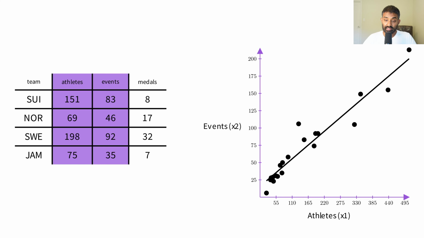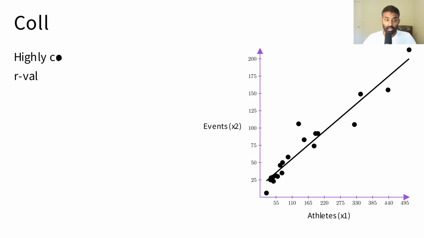And when we draw this line, we see that it fits the data very well. And our data is actually collinear, which means that our 2 columns, athletes and events, are highly correlated. And if you're familiar with the R value from a linear regression tutorial, the R value here is 0.96, which is a very high R value. That means that these 2 columns are basically completely related. So as athletes increases, events also increases.